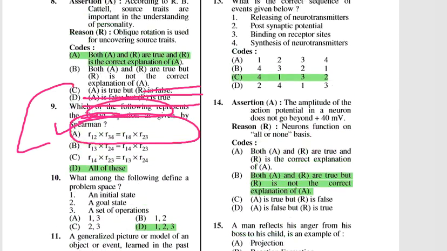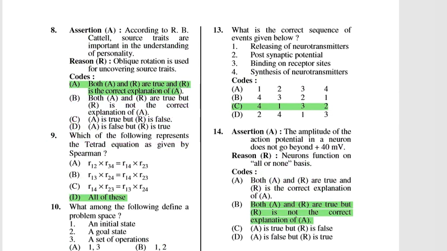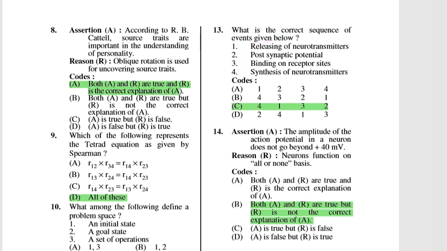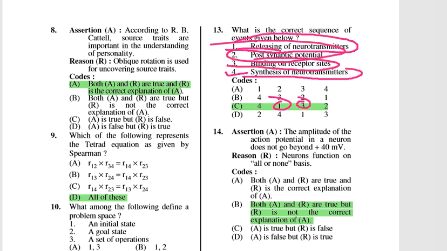Moving on to the next question, question number 13. This is a very important topic, and you should study this thoroughly. What is the correct sequence of events given below? First, releasing of neurotransmitters. B is postsynaptic potential. 3 is binding on receptor sites, and 4 is synthesis of neurotransmitters. The correct answer is C. First of all, what happens is synthesis of neurotransmitters. Then releasing of neurotransmitters. Then what happens next? It is the binding on receptor sites and the postsynaptic potential. So the correct answer is C.